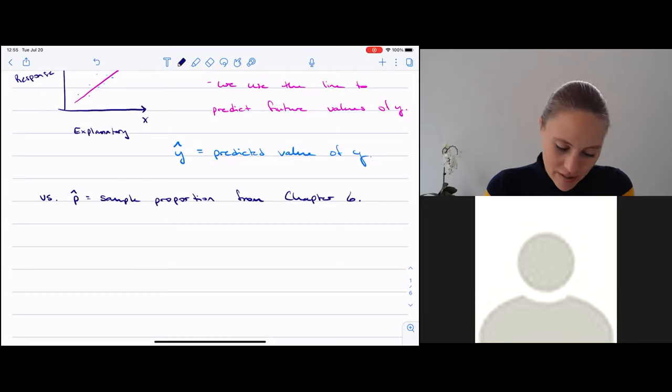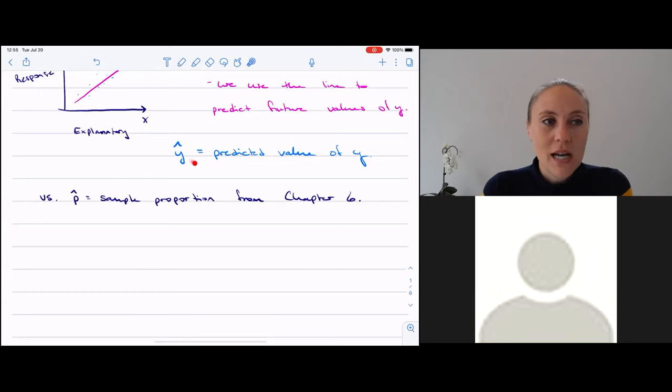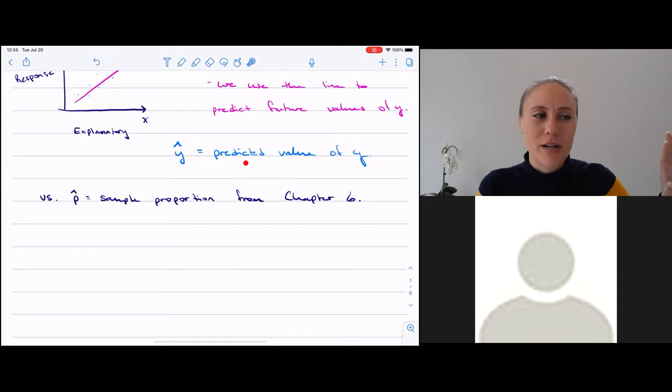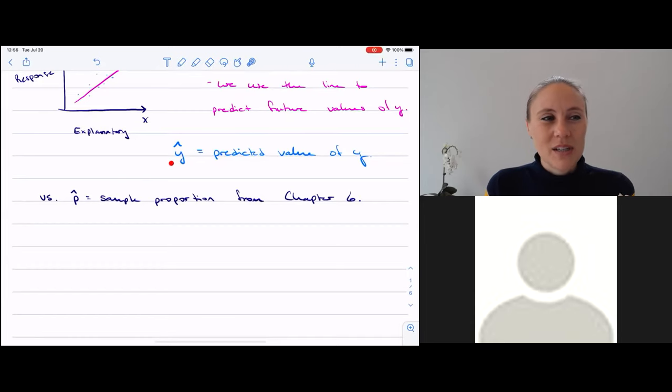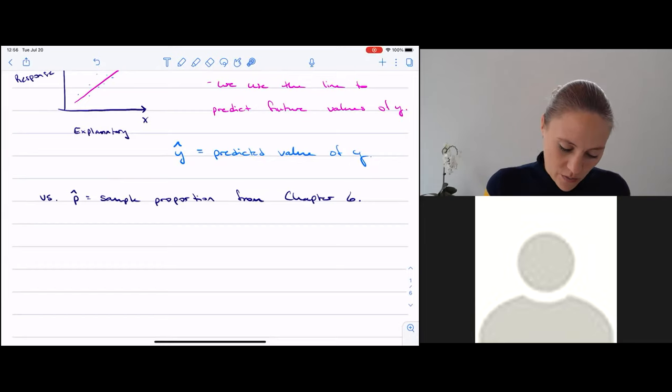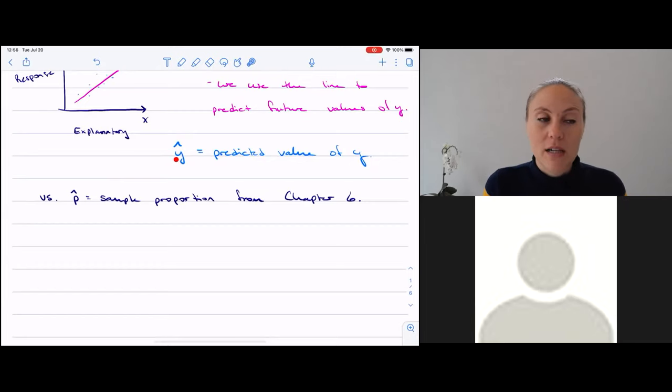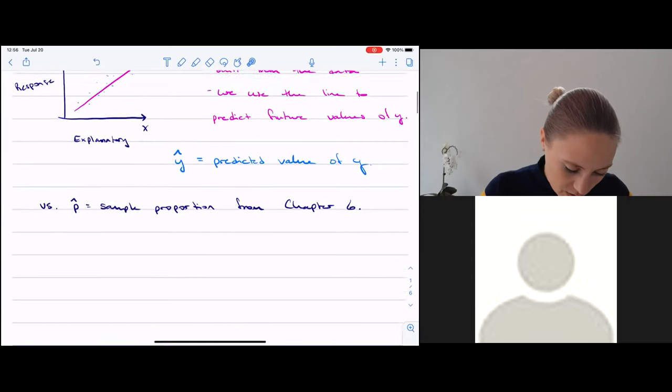Those hats are very different, right? So if the hat is on a y, then it's the predicted value of y, and we're fitting a least squares regression line. And that's completely different from p hat, which is the sample proportion from chapter six, where we had, say, 13 out of 20 college students said yes on a survey, right? That would be a sample proportion, and that would be your p hat. So it's really going to be based off of context which hat it is, right? But we're really only using p hat and y hat, so they should be pretty easy to keep track of. For this chapter, y hat is the predicted value of y.